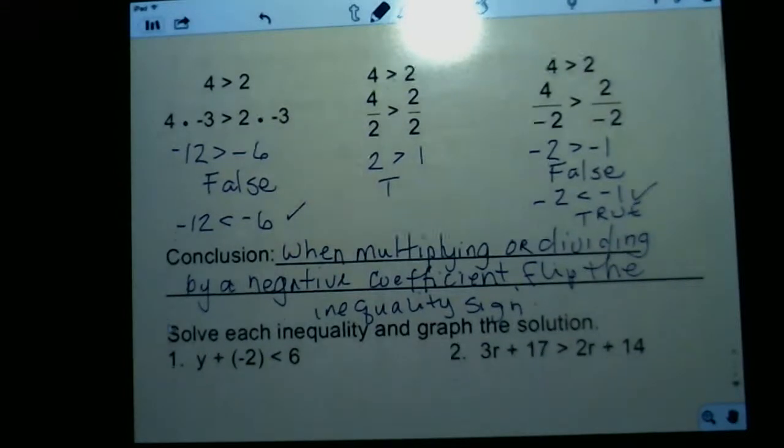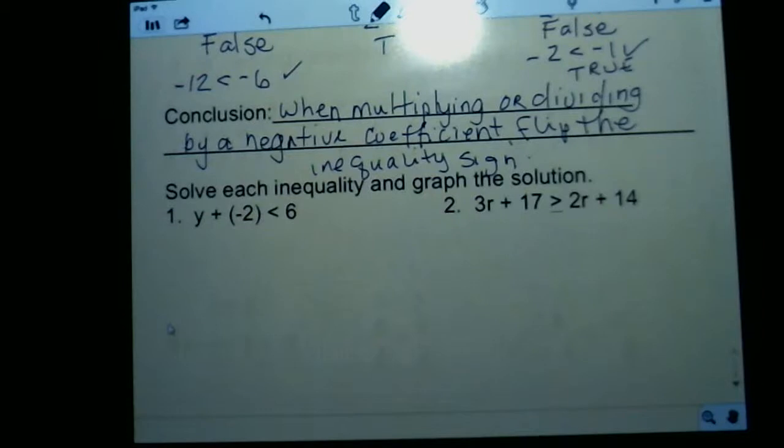All right, we're going to look at just a few examples. On this one, we're going to solve it exactly the way we would normally solve any equation. I'm going to add 2 to both sides. And that makes a 0 pair. We cross it out, bring down our y, and we have y is less than 8.